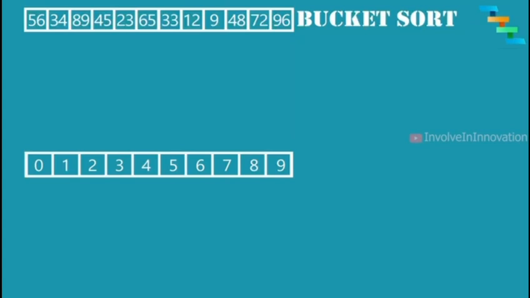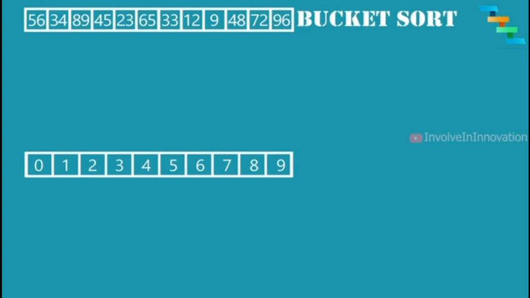My name is Muhammad and I'll be explaining the algorithm for this bucket sort. Here you see the effective hash function for this input array places the data in a bucket based on the tenth place index value of the data present in the integer array. So we will create 10 buckets. The buckets start from 0 and go to 9. The input array contains the integers 56, 34, 89, 45, 23, 65, 33, 12, 9, 48, 72 and 96.